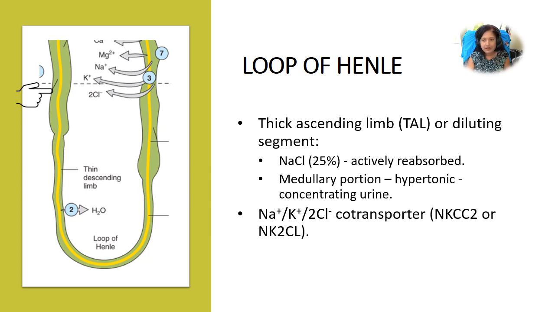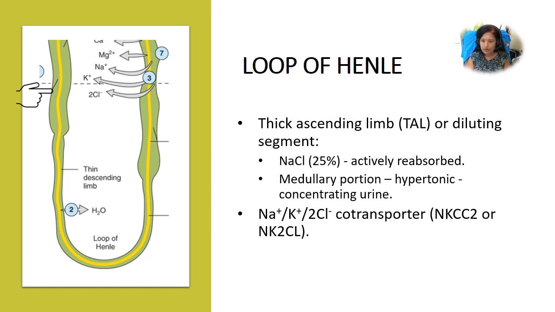At the thick ascending limb of Henle's loop, on the other hand, it is relatively impermeable to water, as I mentioned before, but permeable to some solutes. Sodium and chloride are actively reabsorbed to produce dilute tubular fluid. As a result, the segment is known as the diluting segment. The medullary portion accounts for the production of the concentrated urine due to its hypertonic nature.